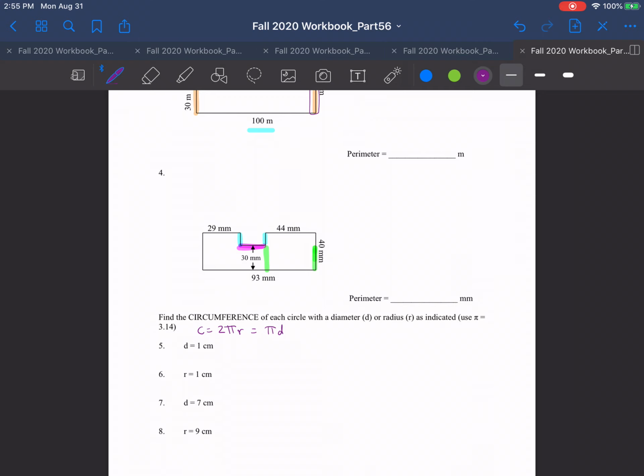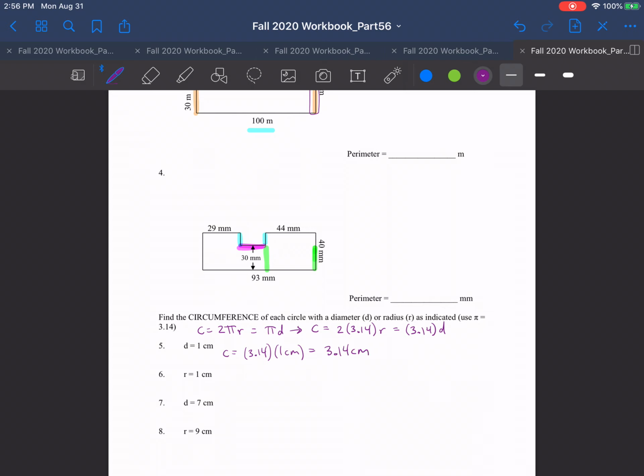And so then we can go through and just start doing this, but they also told us that we should use 3.14 for pi, so circumference equals 2 times 3.14 times the radius, and this will also equal 3.14 times d, just like that. And so now we can go through and do this. So for this first one, the circumference is equal to pi d. We have the diameter, so we'll use that one. It's going to be 3.14 times 1 centimeter as the diameter. So this is 3.14 centimeters.